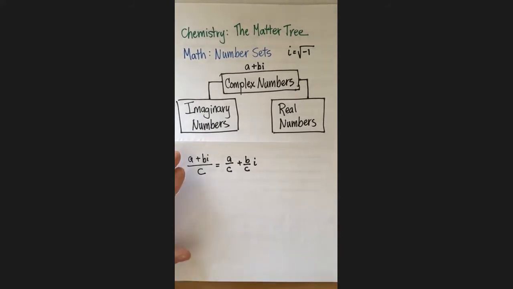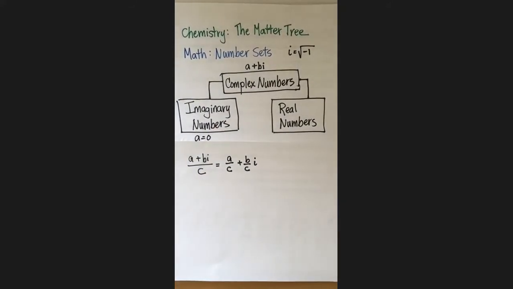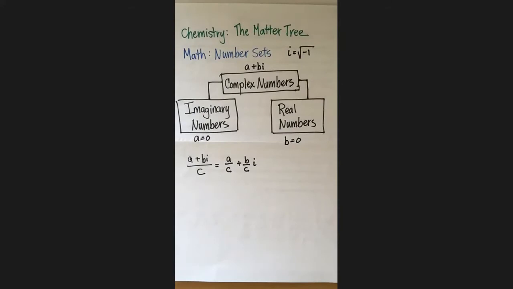Now, when a equals 0, you have the imaginary numbers. And when b equals 0, you have the real numbers. So you've actually been studying complex numbers since first grade. You just didn't realize that b equaled 0.